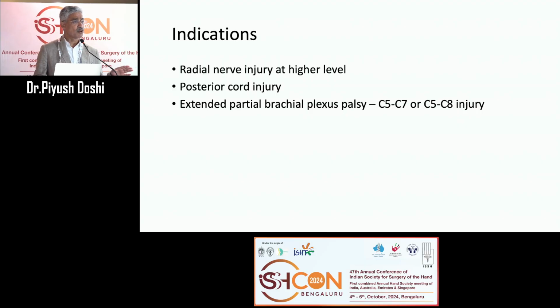The indications for this nerve transfer are radial nerve injury, but in a mid-shaft fracture of the humerus with radial injury, nerve grafting gives reasonably good results, so here it is not indicated. But when it is a proximal injury, or even the triceps is paralyzed, in this high radial nerve injury it is indicated. Second is a posterior cord injury, and the most common indication in our practice is extended brachial plexus palsy, where the C7 and C8 roots are also injured. The independent wrist dorsiflexion goes, and the first report also came for this indication only.